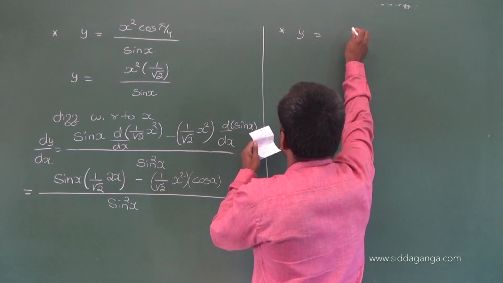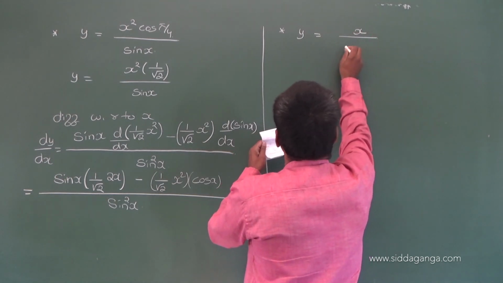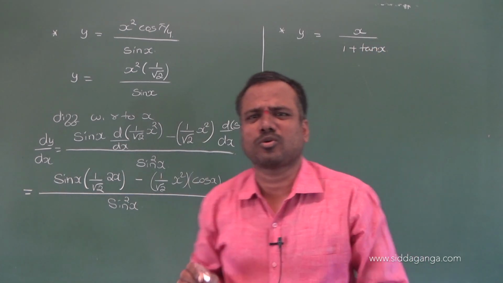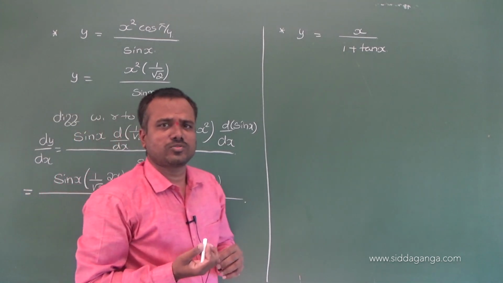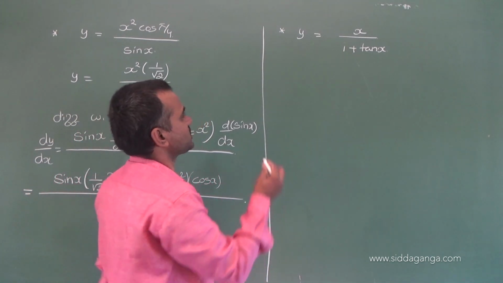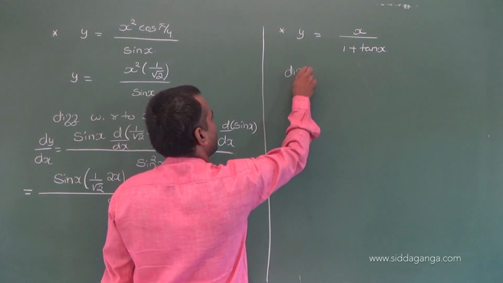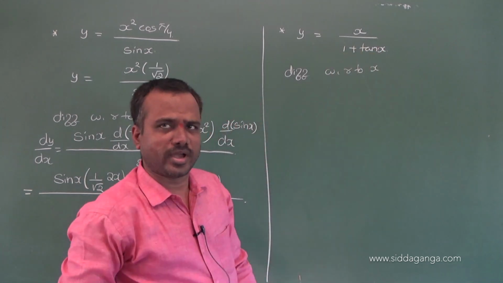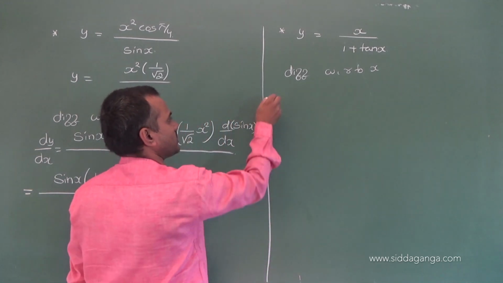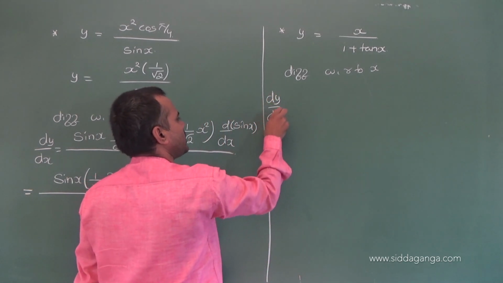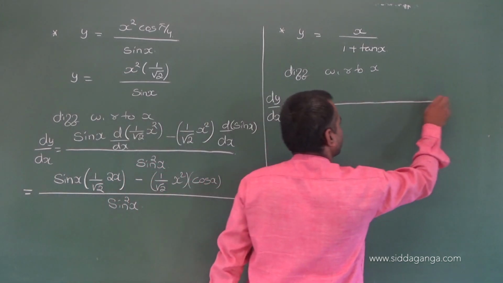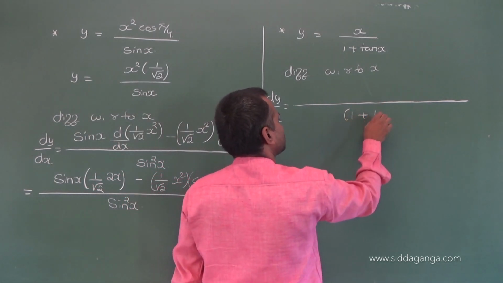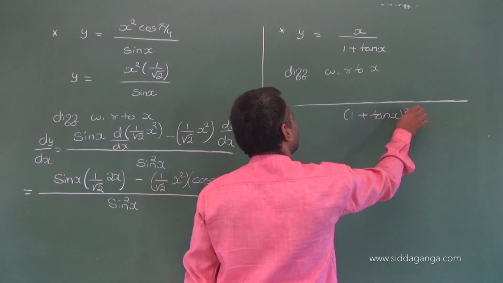Next one. y = x divided by 1 plus tan x. Very simple problem. y is equal to x divided by 1 plus tan x, and differentiate with respect to x. dy by dx: denominator square, (1 plus tan x) whole square.